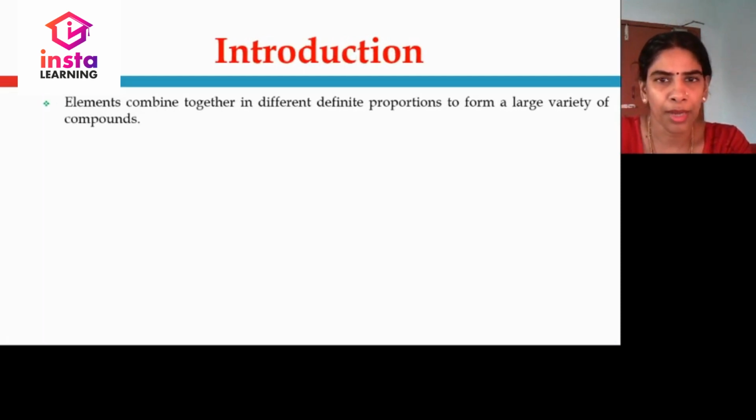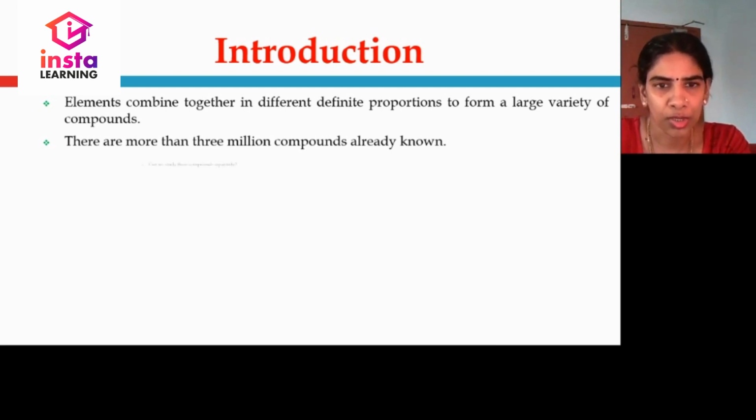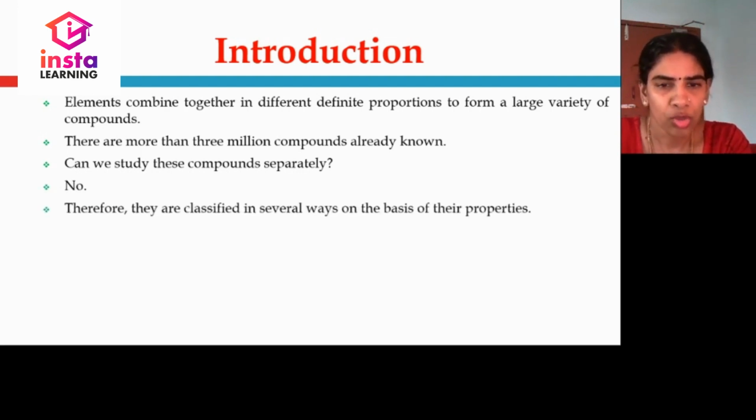We know that elements combine together in different proportions to form a large variety of compounds. For example, hydrogen reacts with oxygen to form water. There are more than 3 million compounds already known to us. Can we study these compounds separately? Is that possible? No. So, we are going to classify the compounds formed based on their properties. We can classify compounds as acids, bases and salts.